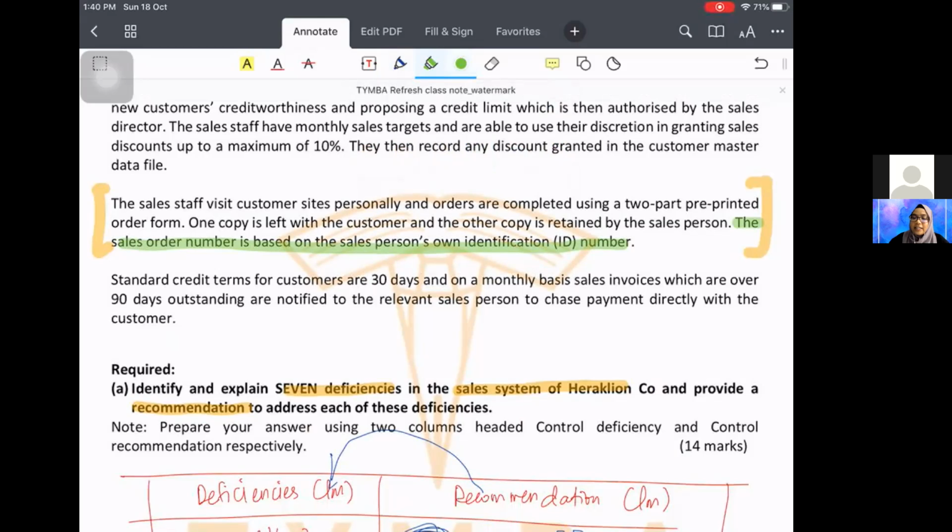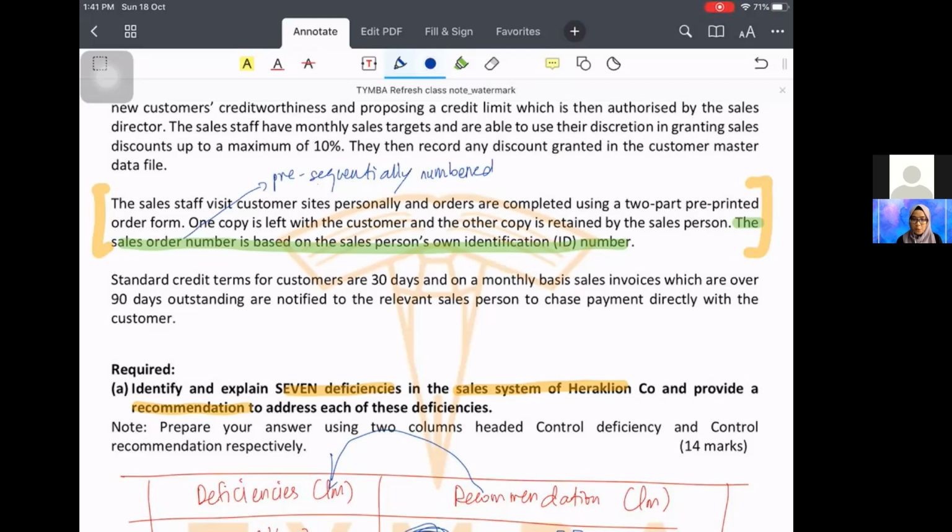Okay, anyone have the idea how should we number the internal documents in a company? Anyone have the idea on how we should number our internal documents in a company? Using what basis? Pre-sequentially numbered. Okay, what do you understand by pre-sequentially numbered? What do you understand by this control? The internal document must be pre-sequentially numbered. Why?